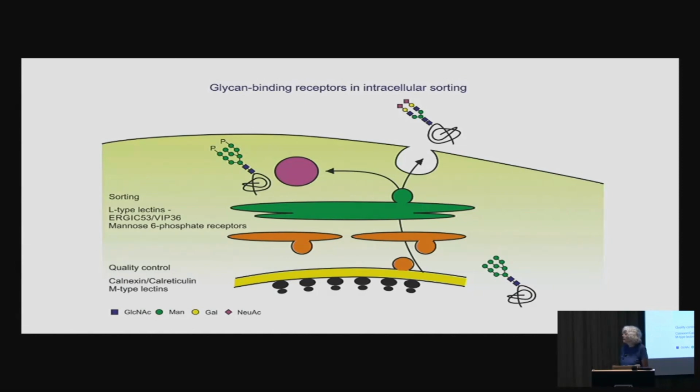And then there are other intracellular lectins which mediate trafficking through the secretory pathway. So the L-type lectins, ERGIC-53, VIP36, and then mannose 6-phosphate receptors which target a particular sugar modification, this phosphorylated mannose residue, and target lysosomal enzymes to the lysosomes.